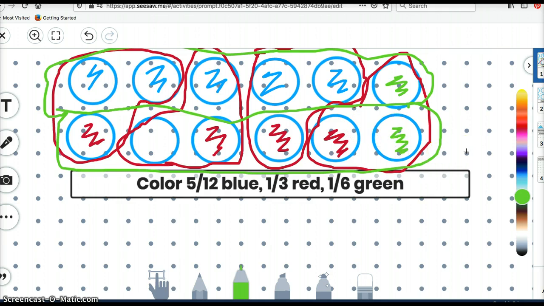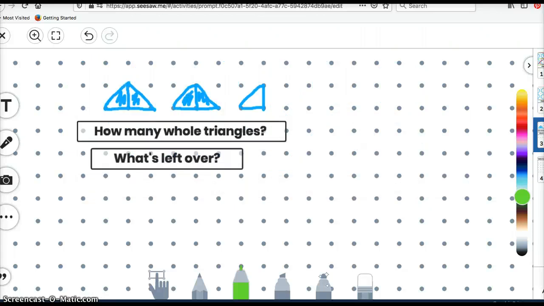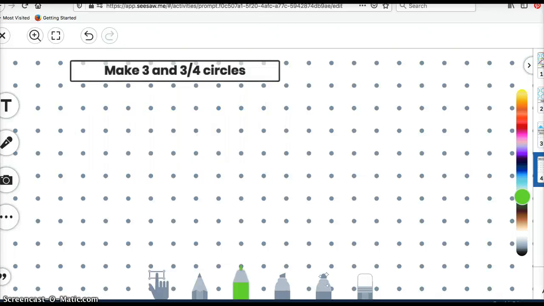This is what the answer to the problem looks like. Your job is to do the same with this slide. And then after you finish that, your job will be to answer this question. And then when you finish with that, your job will be to answer this question.